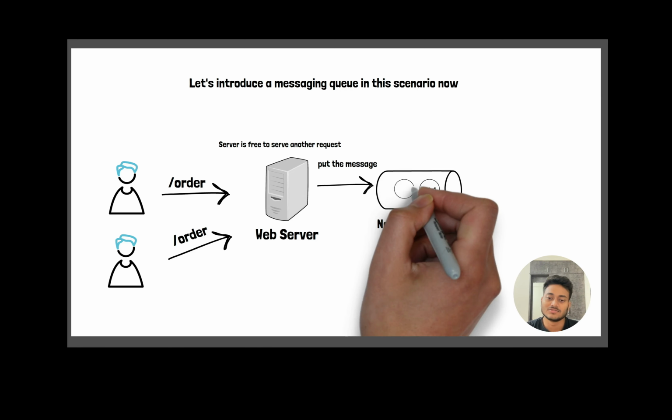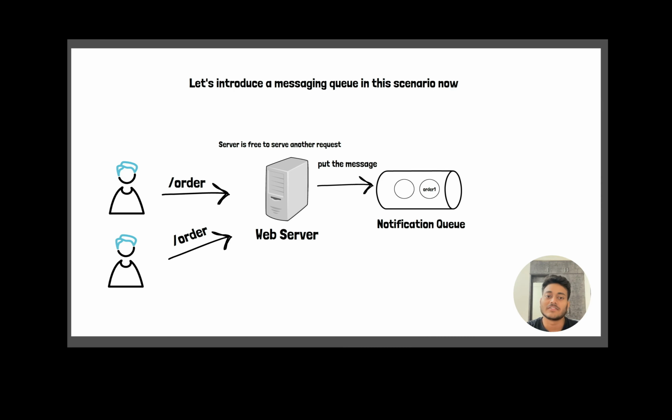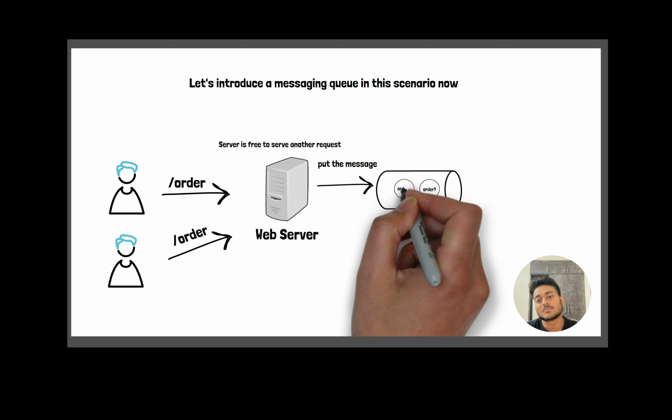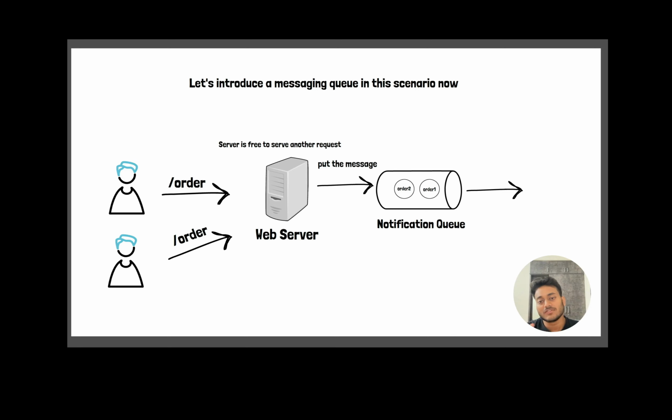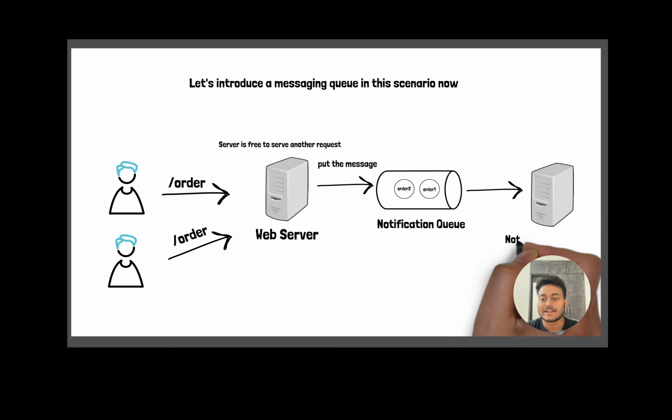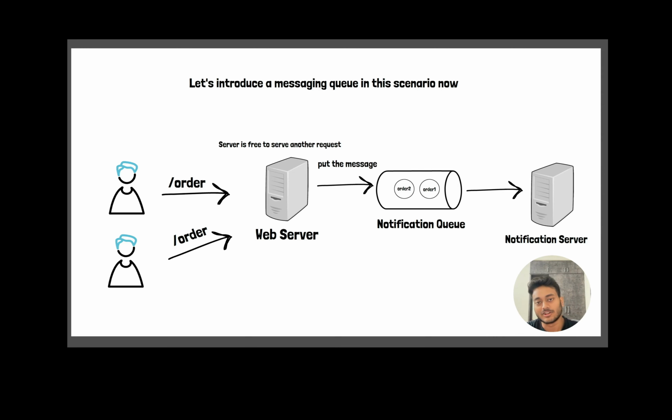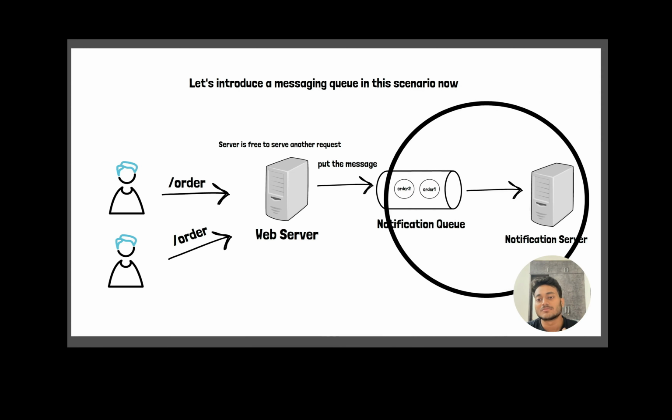If another user tries to order at this point in time, our web server will accept that request, serve it, and again put that message in the notification queue. The notification server will now act as a receiver or a subscriber to this queue and will read orders one by one from the notification queue. The notification server can still take time to respond. That situation can still occur, but the retrying and everything will be taken care of by the notification queue.